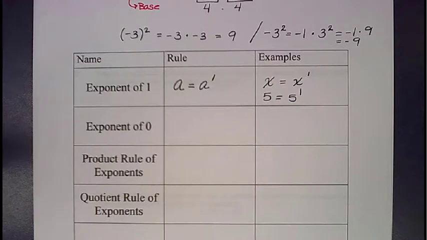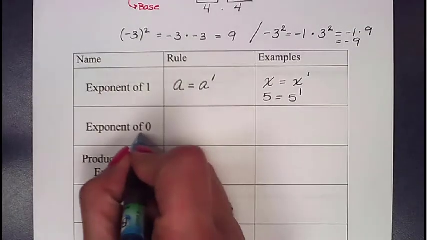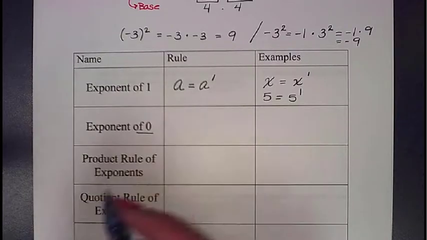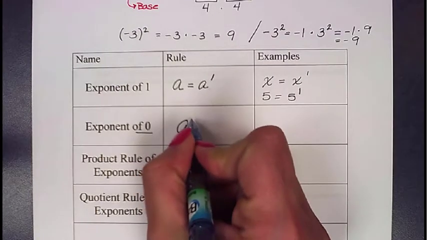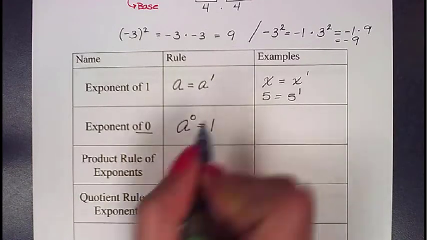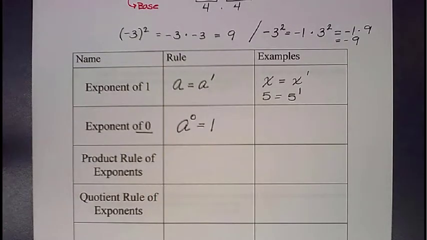The next rule is an exponent of 0. This is actually one of my favorite rules because it's just really, really simple, although we tend to kind of mess it up a little bit. And this says that if you have a variable or a number that's raised to the 0 power, the answer is always 1. So again, any variable or number raised to the 0 power is always 1.